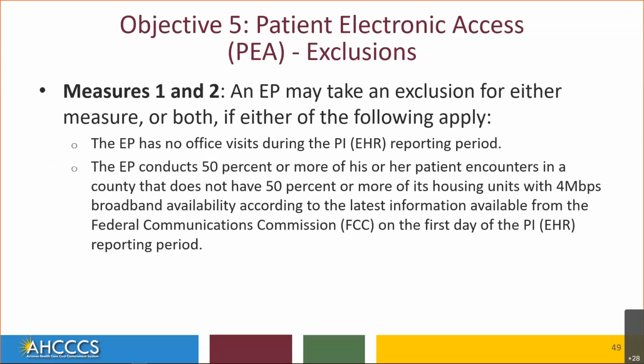For measures 1 and 2, the EP may take an exclusion for either measure or both if either of the following apply. The first exclusion is that the EP has no office visits during the PI reporting period. The second exclusion is the EP conducts 50% or more of his or her patient encounters in a county that does not have 50% or more of its housing units with 4 megabytes per second broadband availability, according to the latest information available from the Federal Communications Commission on the first day of the reporting period.